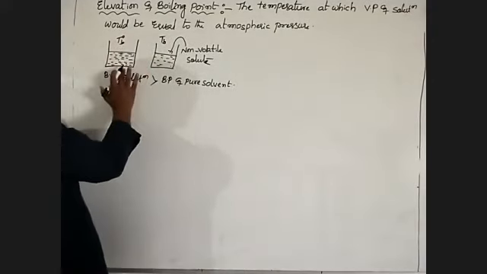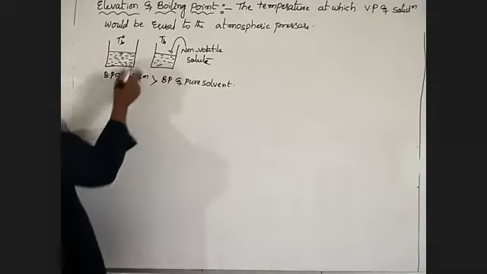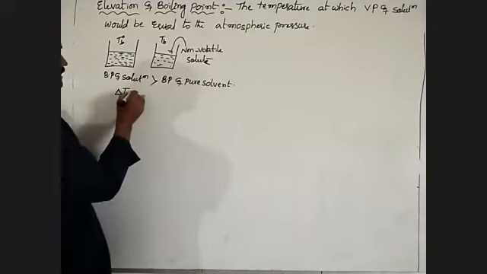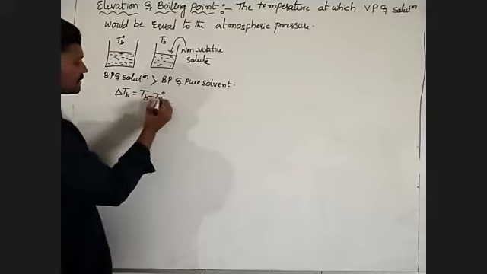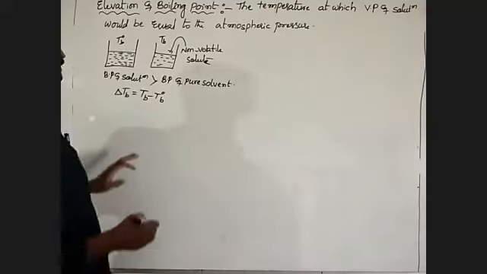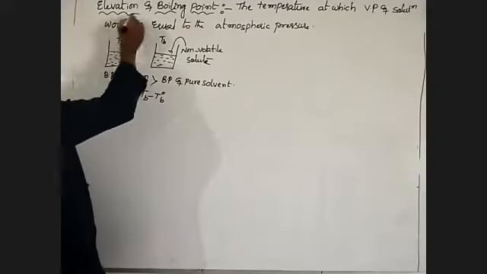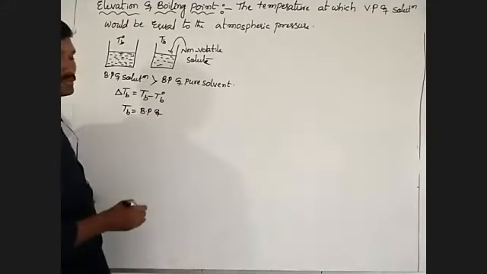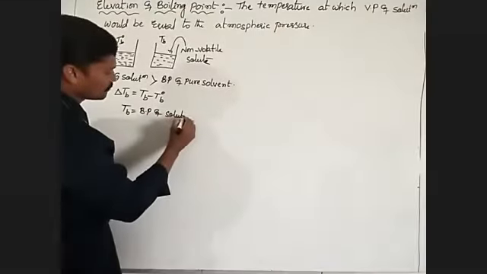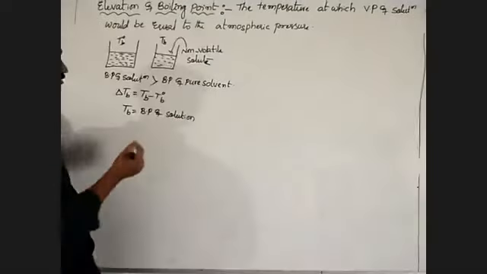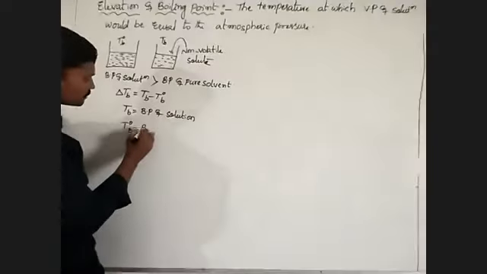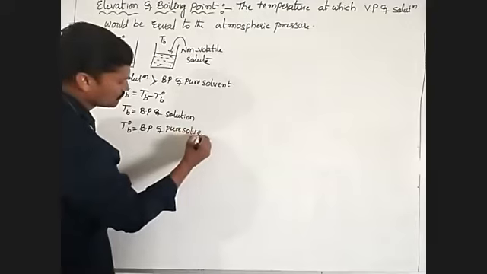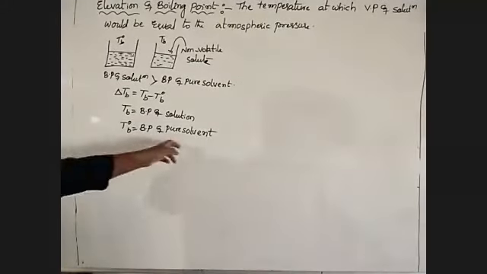The difference between the boiling point of the pure solvent and the boiling point of the solution is called delta TB. Delta TB is equal to TB minus T0B. Here delta TB is the elevation of boiling point, TB is the boiling point of the solution containing non-volatile solute, and T0B is the boiling point of the pure solvent.